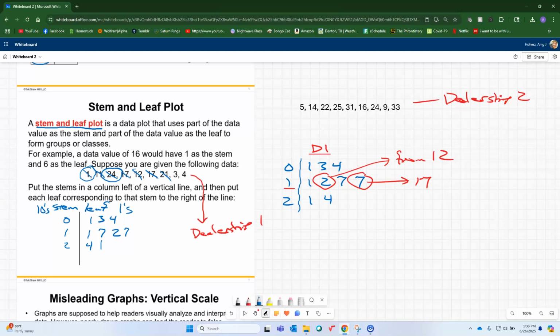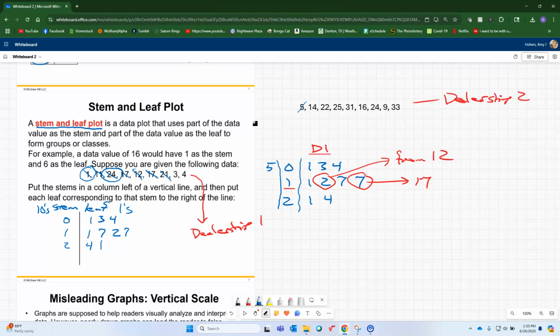We already did that. And if we wanted to add dealership 2, we could go over and put their data values on the left side. Now I'm going to try to do these in order so I don't have to redo it again. So I'm going to go from the smallest. So we have a 5. And I don't see anything. Oh yes, we have a 9.